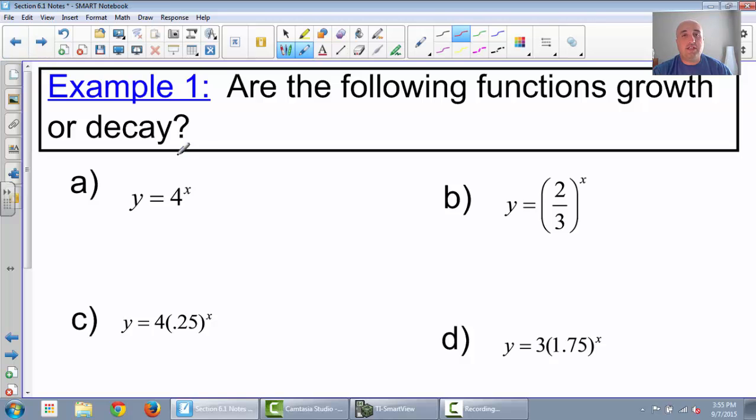All right, so these are pretty easy. This just wants to know, are the following functions a growth or a decay? On this one, notice that there's not a number in front of the 4. So we're just assuming that number in front is a 1. So our a is 1. Our b is 4. Is that a fraction less than 1? No. It's a number bigger than 1, so this must be a growth. How about this one? Remember, if there's no number there for the a, we're assuming it's a 1. Our b is 2/3. That's a fraction less than 1, so this has to be a decay.